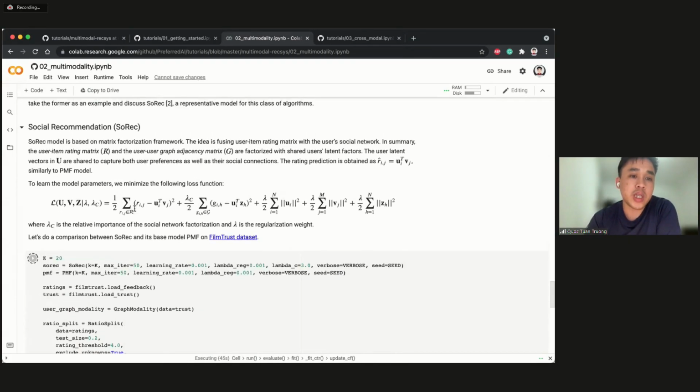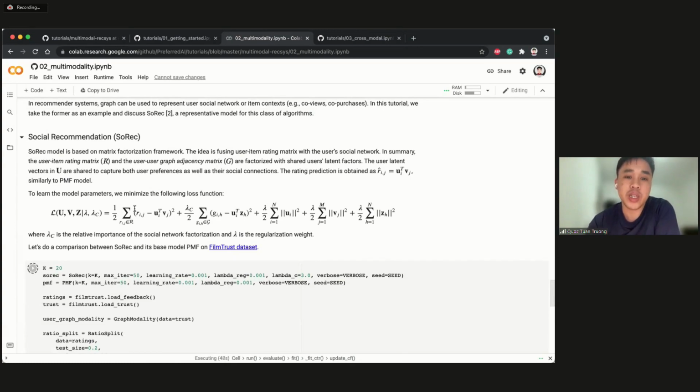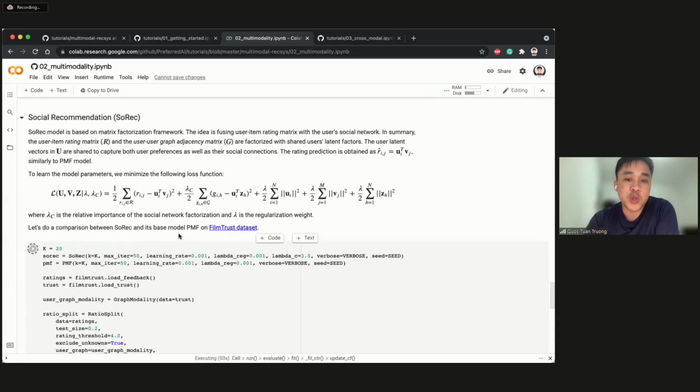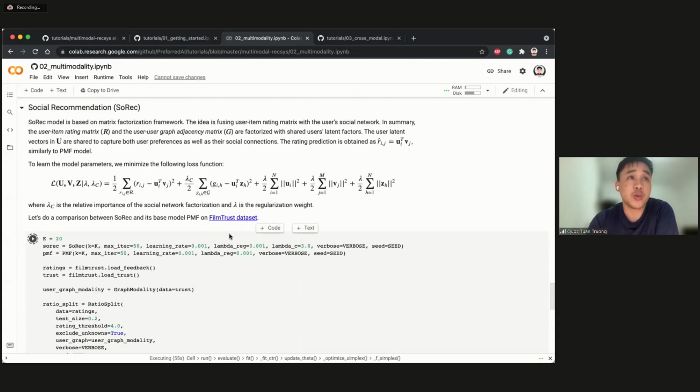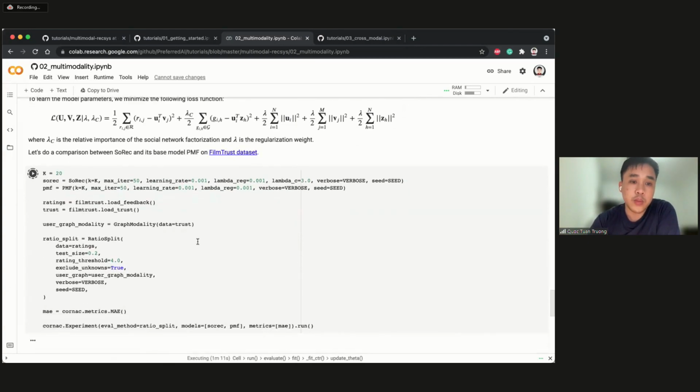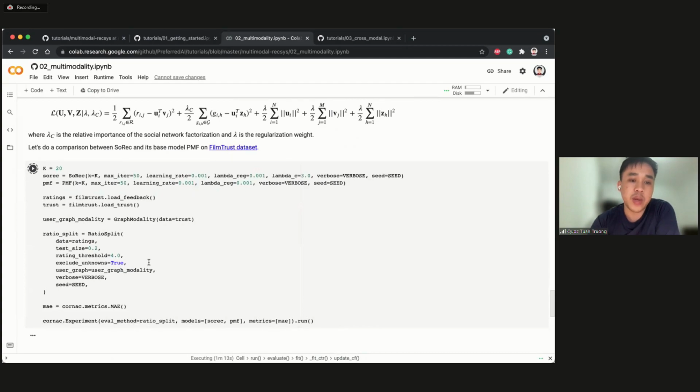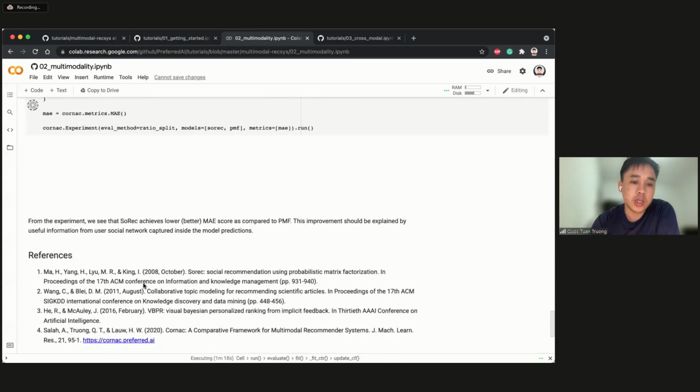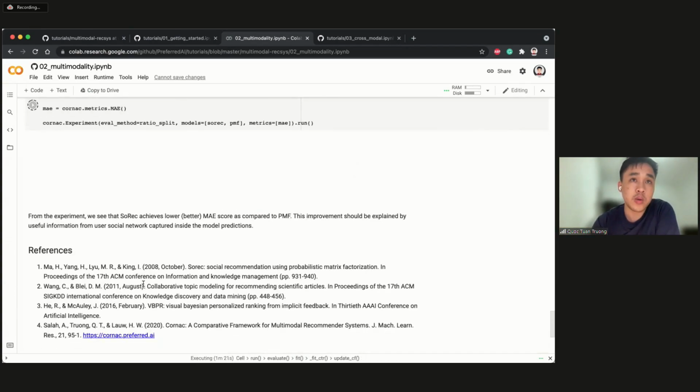Then for the graph modality, we talk about SoRec, which uses the social network. In this case, we use the FilmTrust dataset. There's a notion of trust, where one user trusts another user. So we have an edge between the two users, and then there's a value, the trust value. That represents the graph modality. In this example, we compare between SoRec and PMF, which is the building block inside SoRec to model the preferences. So that is a brief overview of how we designed this notebook.